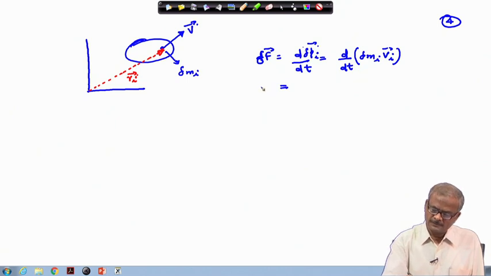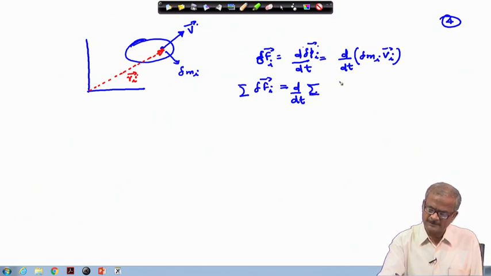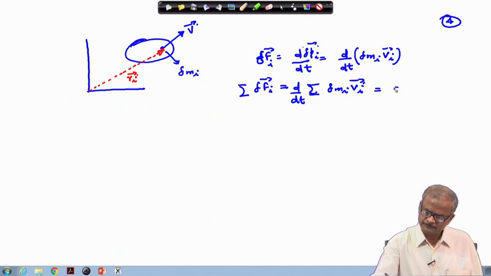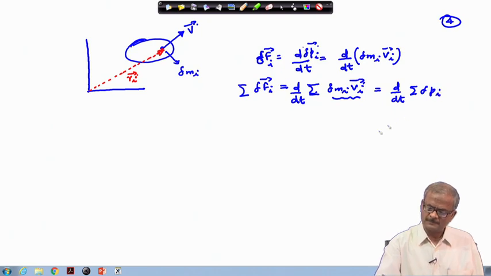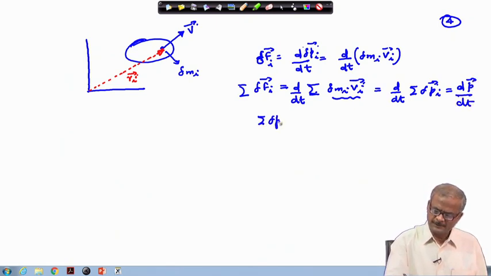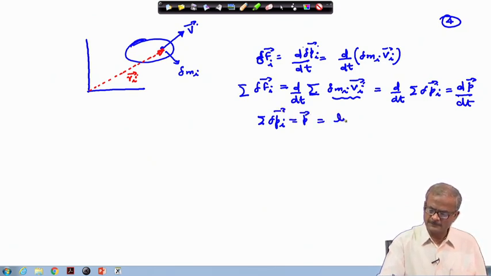Now, if we sum over all the particles, so this is delta f I, and the differential operator and the summation operator are linear operators, so we can exchange them and we can write this as delta m I, and this is nothing but your delta p I. Means we can write this as dp by dt, where the summation of delta p I extends over the whole body, which we are writing as p. This is the linear momentum of the body.